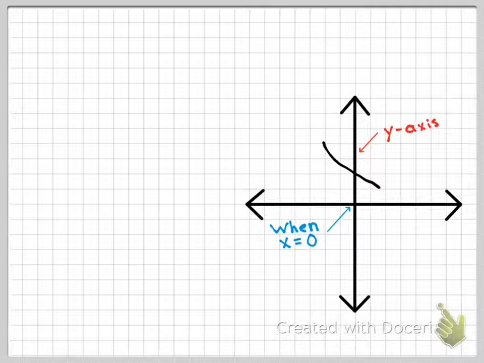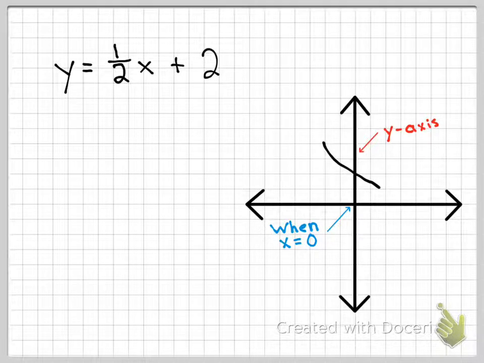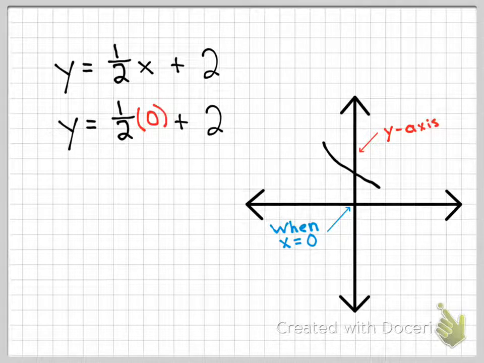So let's look at this one time and just see why this is actually true. So if I have y equals 1/2 x plus 2, the y-intercept should occur when x equals 0. That's when that graph should cross the y-axis. So I'm going to plug in 0 for x, and I get y equals 1/2 times 0. And 1/2 times 0, or anything times 0, is just nothing. So I get y equals 2. And that is my y-intercept.